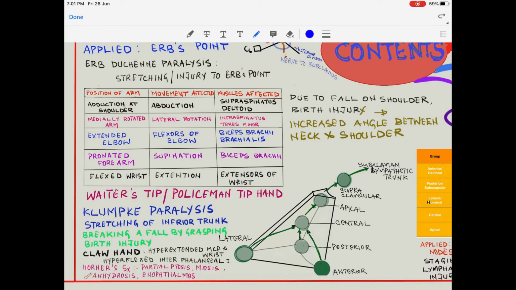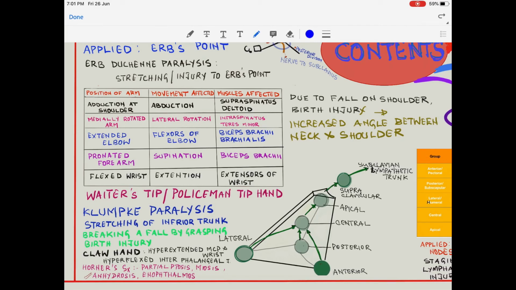In this, the deformity is claw hand. In claw hand, there is hyperextension at the wrist joint and hyperextension at the metacarpophalangeal joint. Metacarpophalangeal joint means the joint between the fingers and the palm. The fingers will be flexed. That means hyperflexion at the interphalangeal joints. The digits will be flexed.